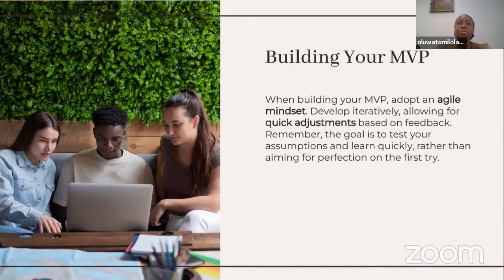We don't have to wait for one thing or the other. We know that, okay, today I'm assigned a task, I'm supposed to deliver it by then. It just makes things easier for everybody, and we don't have to waste time and resources, which is one of the core values of building an MVP. The whole idea is to do something fast and put it out there so that we meet our business value. Developing iteratively, allowing for quick adjustment based on your feedback. Remember, the goal is to test your assumption and learn quickly rather than aiming for perfection on the first try.